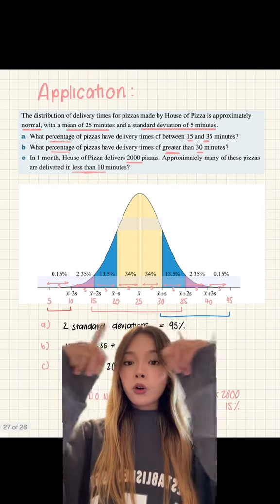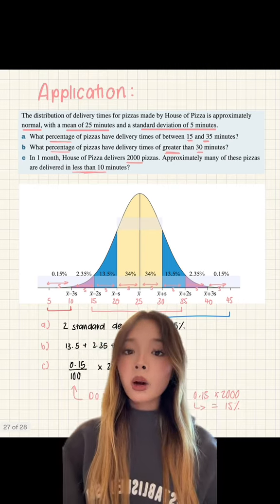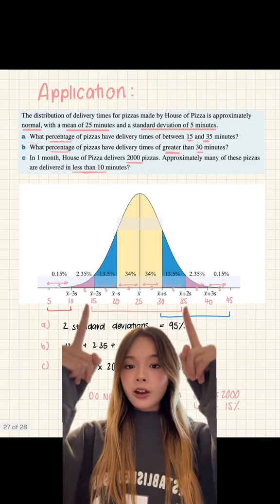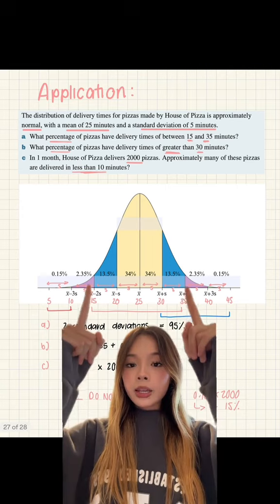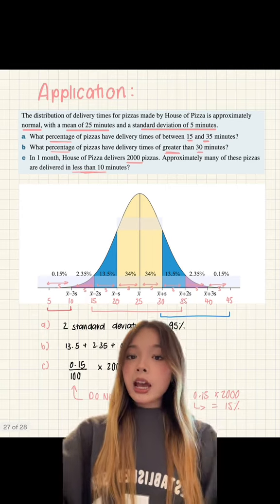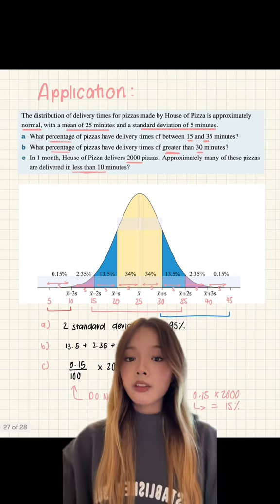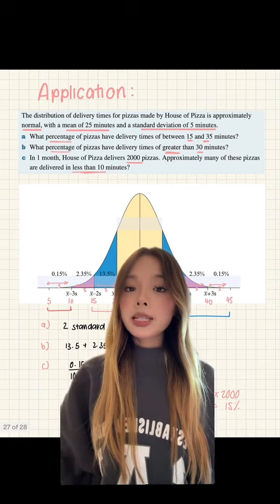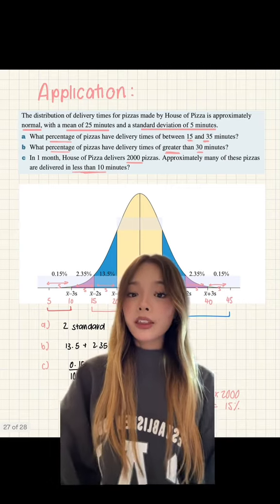So now that we've got all our numbers, we can see what lies between 15 and 35. 15 and 35 is around here, so that would be two standard deviations. And how much percent lies within two standard deviations of the mean? 95%. Now the second question is asking us what percentage of delivery time is greater than 30 minutes.